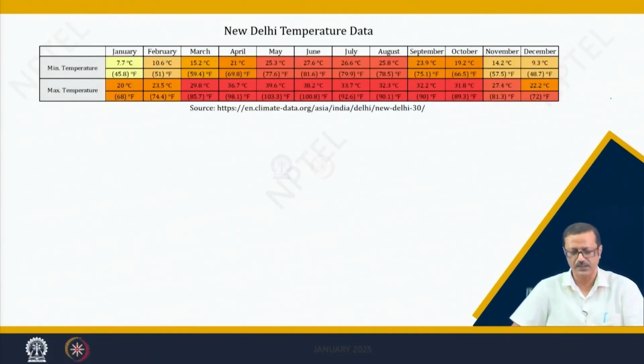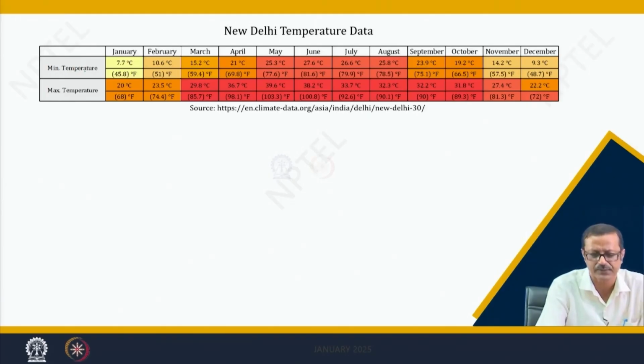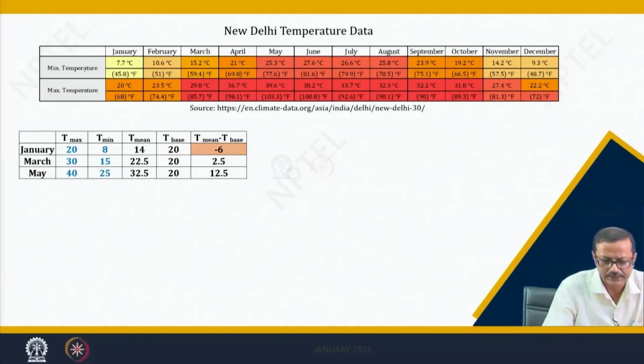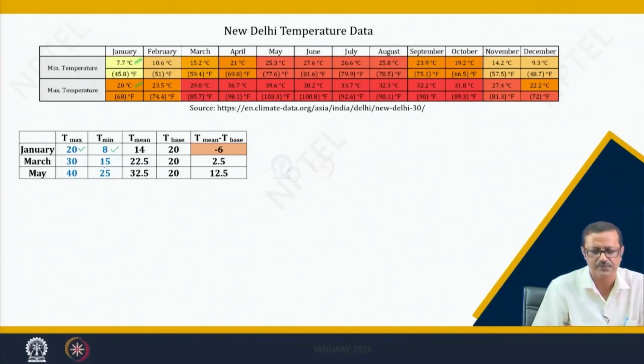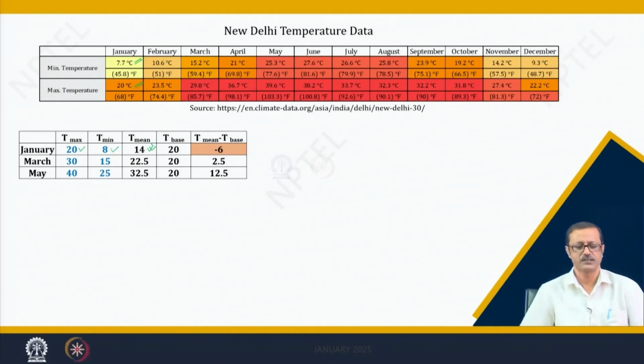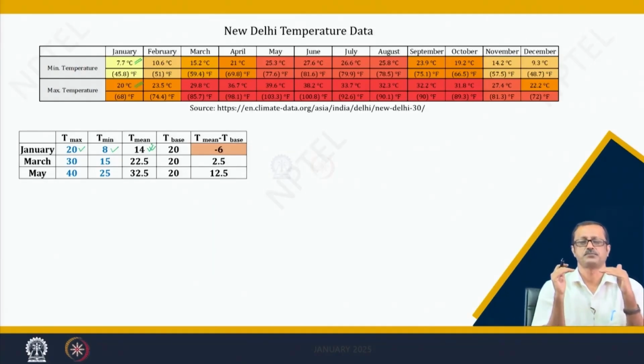So, I have just picked up the minimum and the maximum temperature from January to December. I picked up the data of January, March and May. You see, for January Delhi the maximum temperature is 20 degree and the minimum temperature is 7.7, that is 8 degree, I kept it 8 degree. So, mean temperature is 14 degree, 20 plus 8 by 2, 28 by 2, 14, and I kept the base temperature as 20 degree.